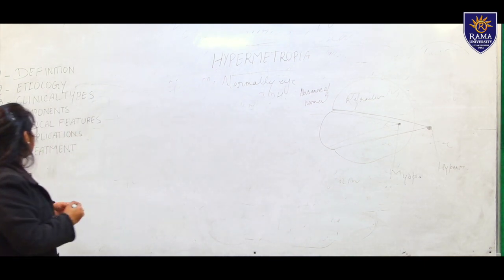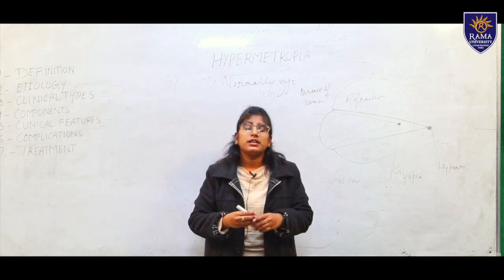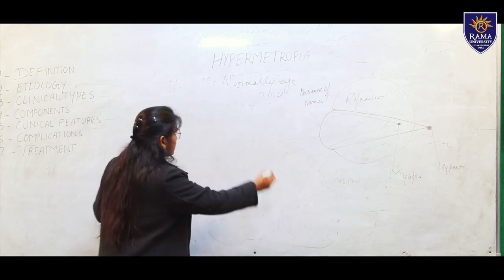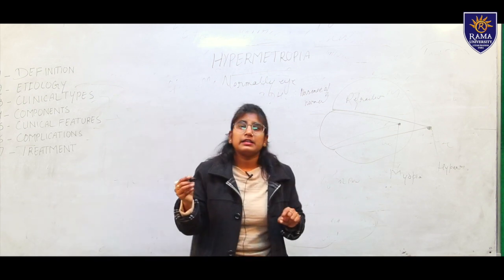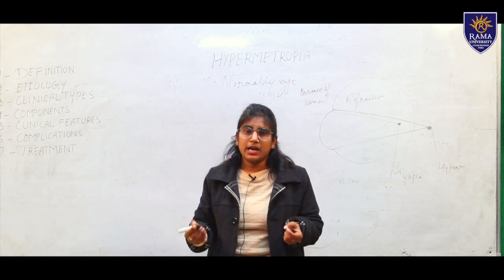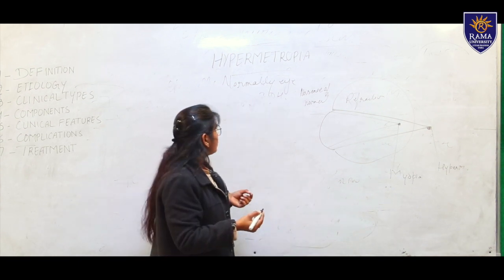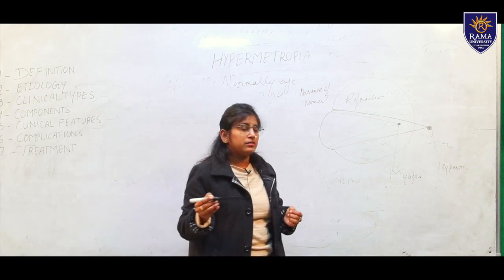Now next one is complications. What are the complications? If not treated on time, complications occur. What are the types of complications? Recurrent conjunctivitis, recurrent stye, blepharitis, amblyopia, accommodative convergent squint, and deviation.